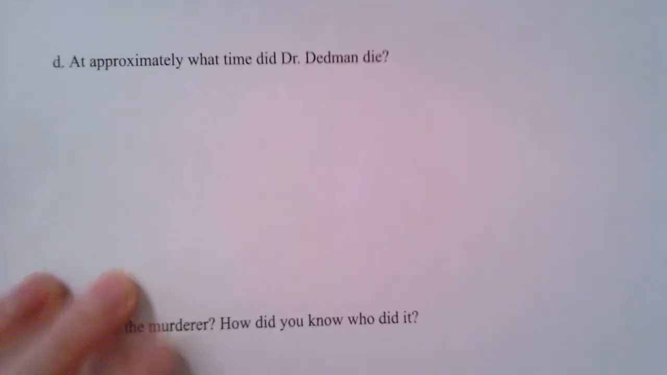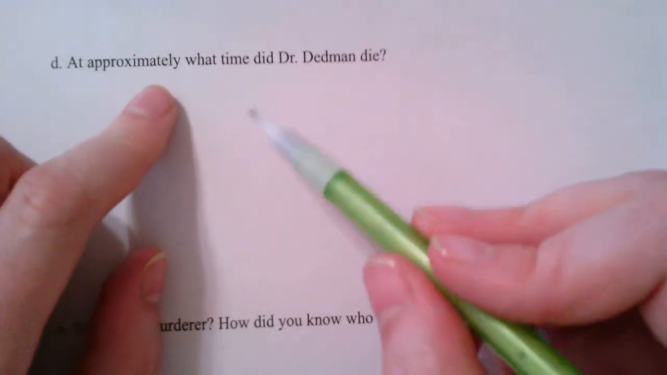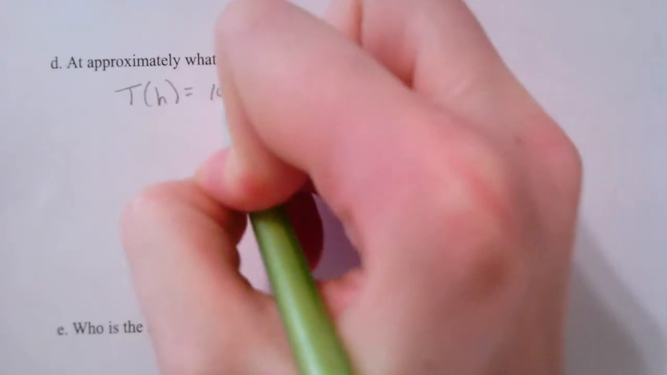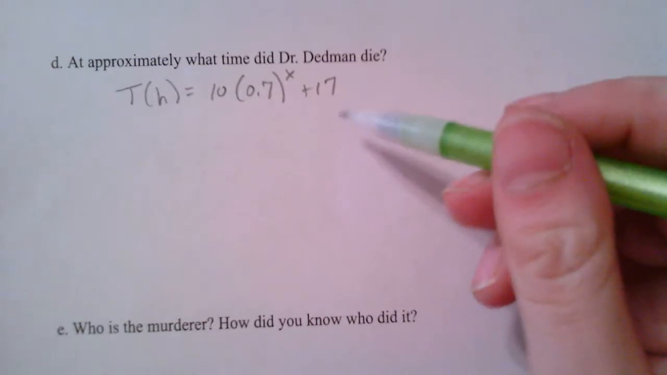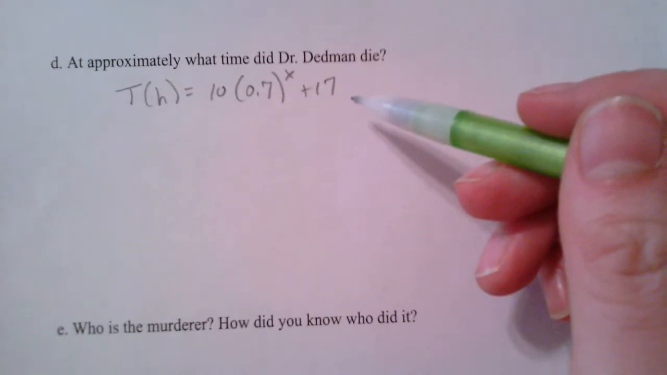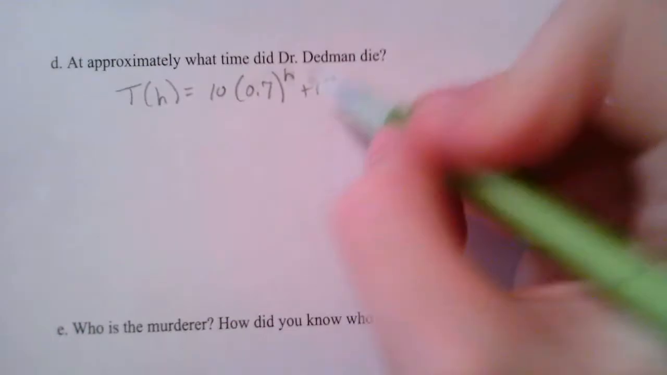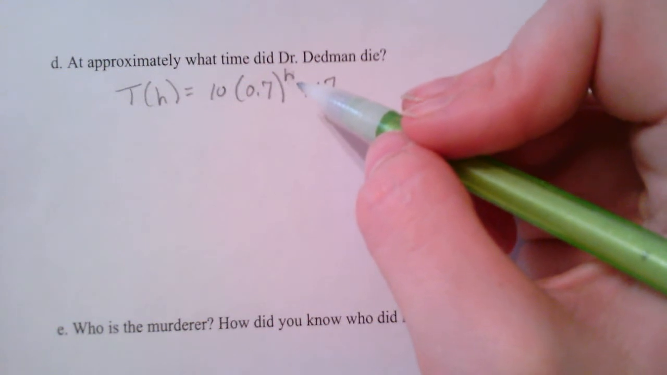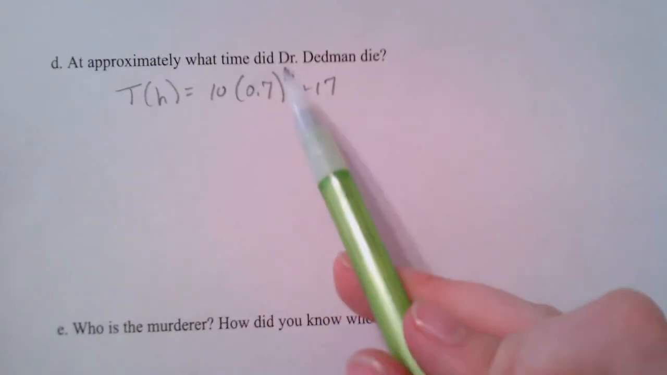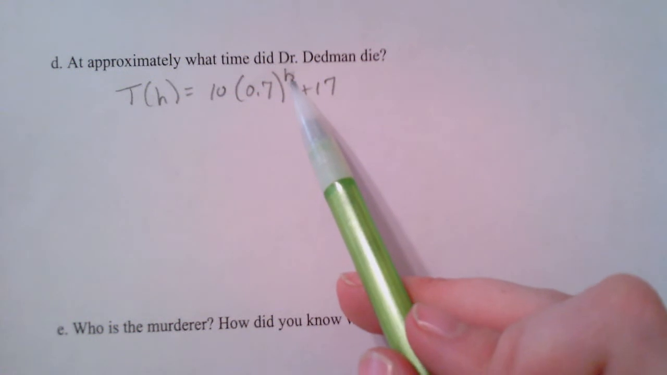Let's keep answering questions. So now it says, at approximately what time did Dr. Deadman die? So I really want to use my equation to figure this out. 10 times 0.7 to the x plus 17. So my goal is to use this equation and work backwards and find the hour that Dr. Deadman died. So let's think about that for a moment. I don't know what the hour is. That's what I need to solve.